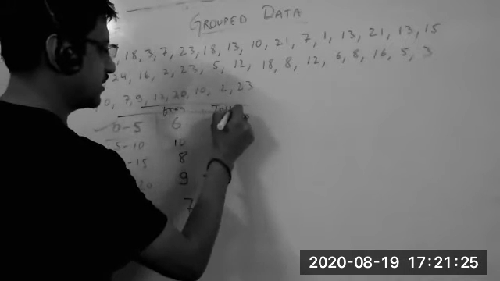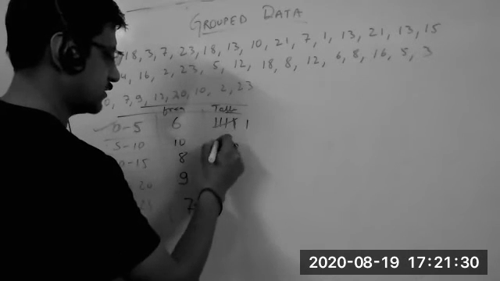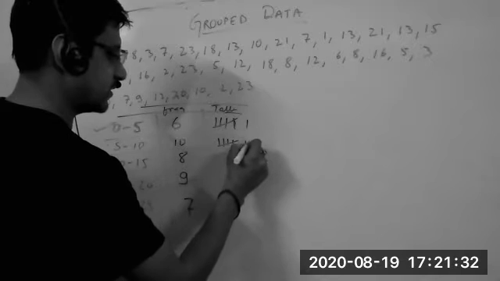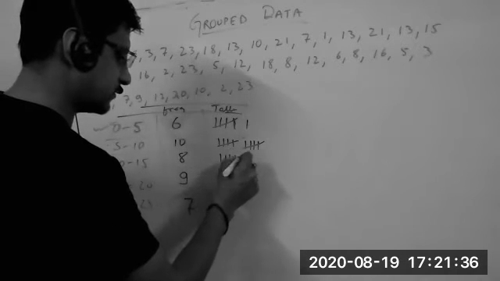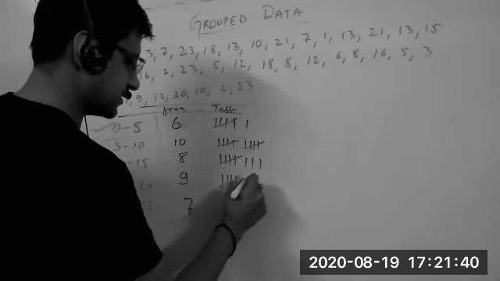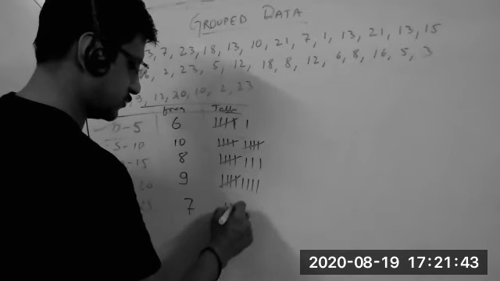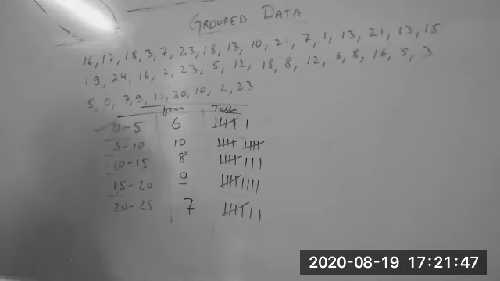Tally will be 1, 2, 3, 4, 5, 6. 1, 2, 3, 4, 5. 1, 2, 3, 4, 5, that is 10. 1, 2, 3, 4, 5, 6, 7, 8. 1, 2, 3, 4, 5, 6, 7, 8, 9. 1, 2, 3, 4, 5, 6, 7. Correct? Yes, sir. Okay, good.